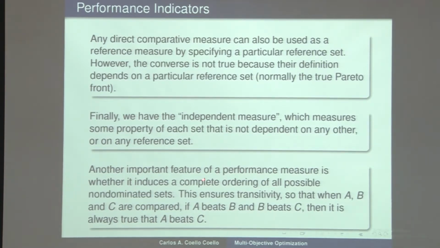Finally, another important feature of a performance measure is if it induces a complete ordering of all possible non-dominated sets. If this is true, this ensures transitivity. So that if I compare A, B, and C, if A beats B and B beats C, then it is always true that A beats C. But this only happens if the performance indicator can ensure transitivity. Some of them can do it, not all of them.